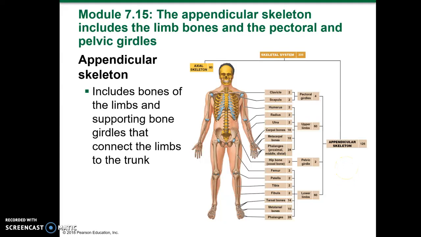Up to Module 7.15. The appendicular skeleton includes the limb bones and the pectoral and pelvic girdles. So the appendicular skeleton includes bones of the limbs and the supporting bone girdles that connect the limbs to the trunk. And we'll go through each of these parts.